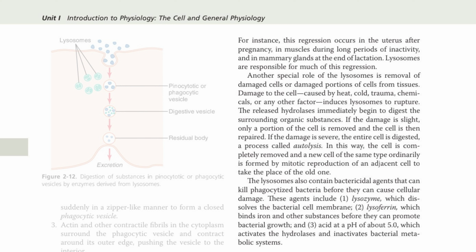The lysosomes also contain bactericidal agents that can kill phagocytized bacteria before they can cause cellular damage. These agents include: 1. Lysozyme, which dissolves the bacterial cell membrane; 2. Lysoferrin, which binds iron and other substances before they can promote bacterial growth; and 3. Acid at a pH of about 5.0, which activates the hydrolases and inactivates bacterial metabolic systems.